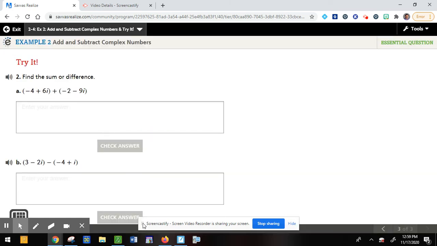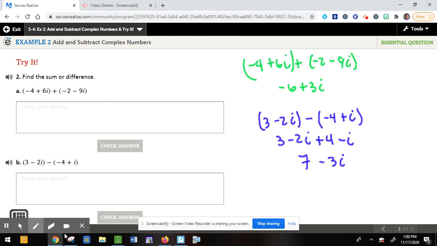All right, same deal. Pause here. I'll work them out, and then you can check your answers. So with the first one, really it's just combining like terms. Negative 4 and negative 2 make negative 6. 6i and negative 9i make, that's wrong. Let's fix that. That should be negative 3i.